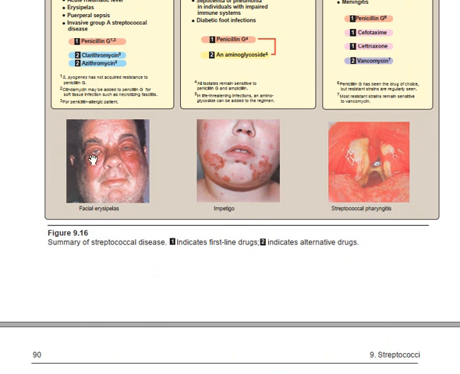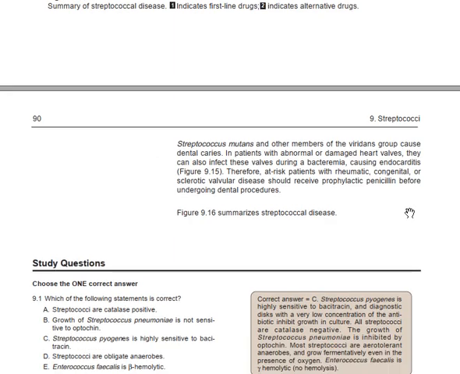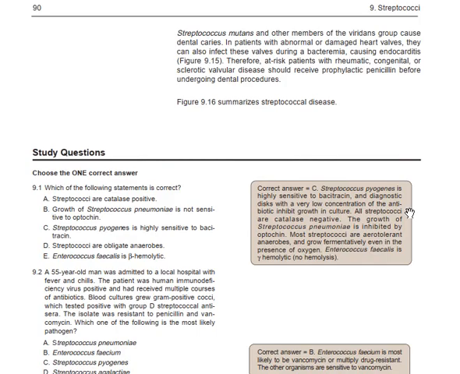Facial erysipelas. Now the difference between erysipelas and a cellulitis on the face is going to be a sign, the Milian sign at the level of the ear, where a cellulitis is not going to involve the ear lobule, and then the erysipelas is going to involve the ear lobule with Milian sign. This is an example of impetigo, and this is an example of Streptococcus pyogenes pharyngitis.